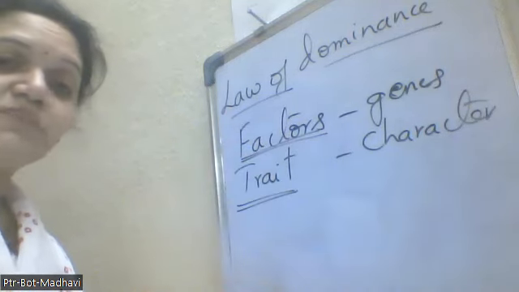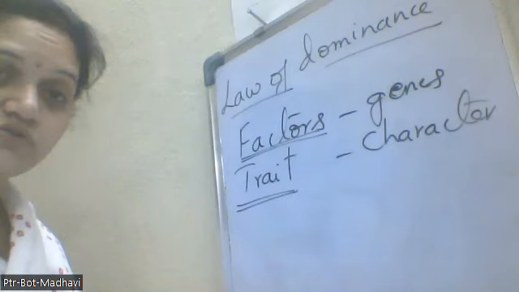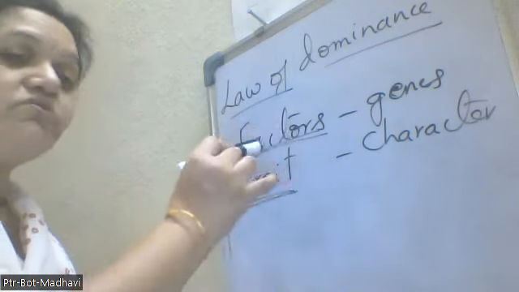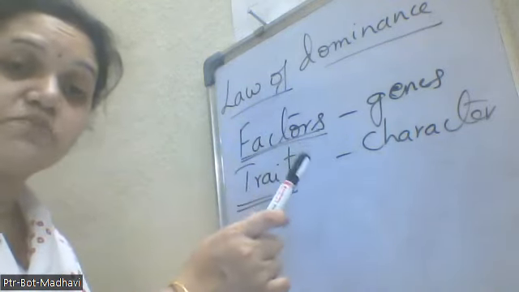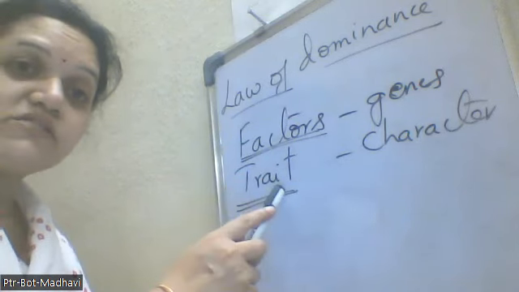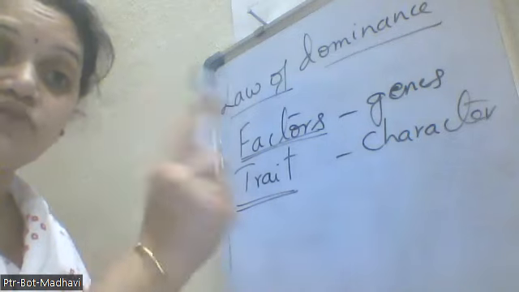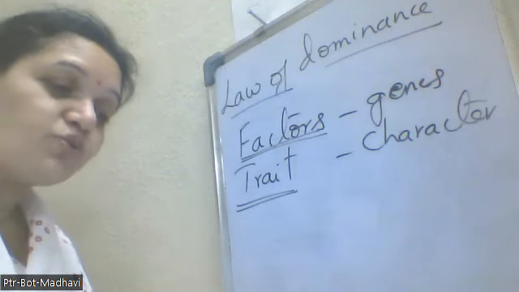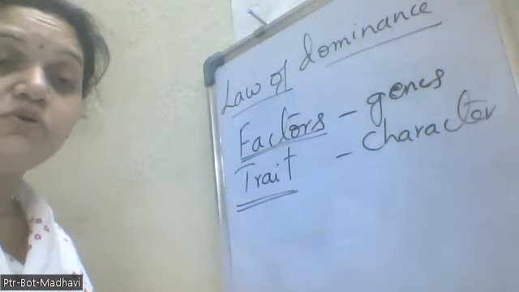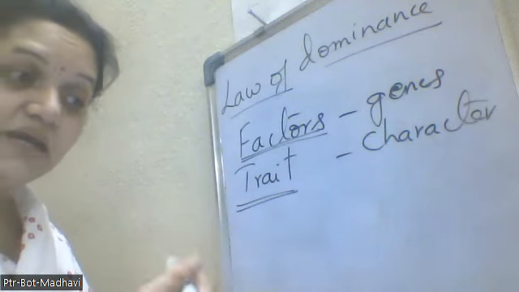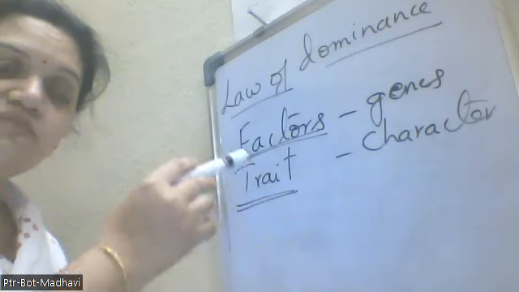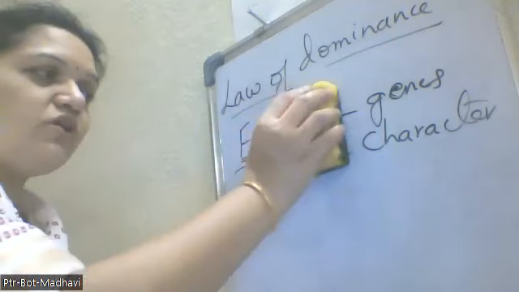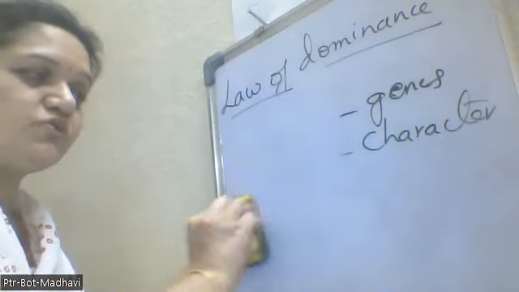What he said was that from the parents to the offspring, the traits were transferred through factors. That means some factors are responsible for carrying the traits from the parents to the offspring. He was talking about the genes, but he could not study completely the genes and their characters and their structures. So he said the word factors. So here we changed factors to genes and traits to characters.